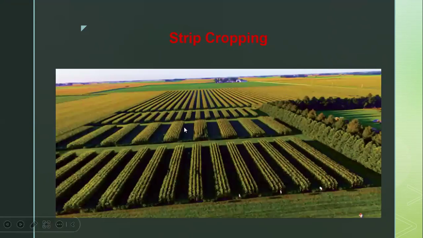So this is how strip cropping looks, and it is there to preserve the soil and to keep the prevailing winds from carrying away the bare soil. Hope that's clear.